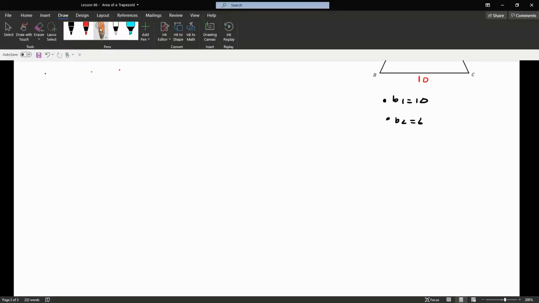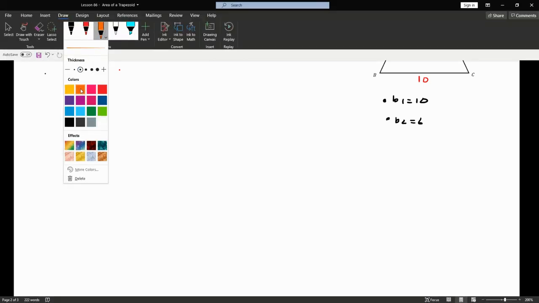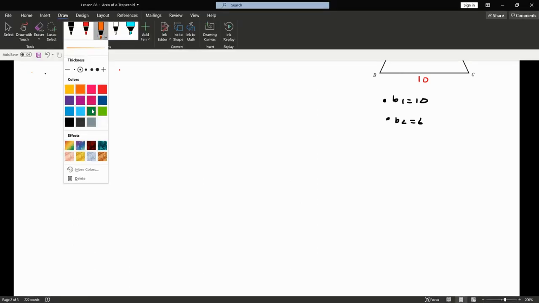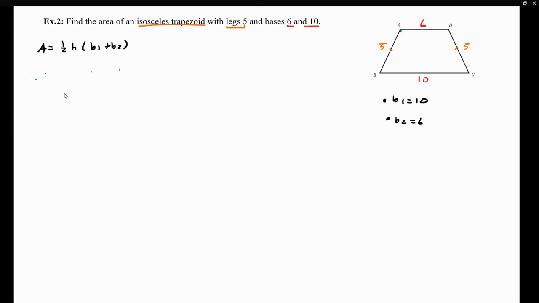Well, in any trapezoid, recall that the height, let me just do this in green. Recall that the height is a line that is perpendicular to the base. So this is what we're looking for, the value of h. And to be honest, it doesn't really matter if you think about the height as being on the left or the height as being on the right. They are both equivalent to each other.